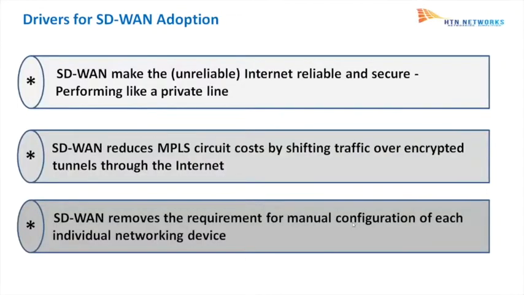So what SD-WAN does is it makes the unreliable internet reliable and secure, performing like a private line. When you get a private point-to-point circuit or MPLS circuit between your two sites, it's very reliable. It comes with a lot of SLAs, and those qualities were not available in the internet circuit. So SD-WAN makes that unreliable internet circuit reliable and secure.